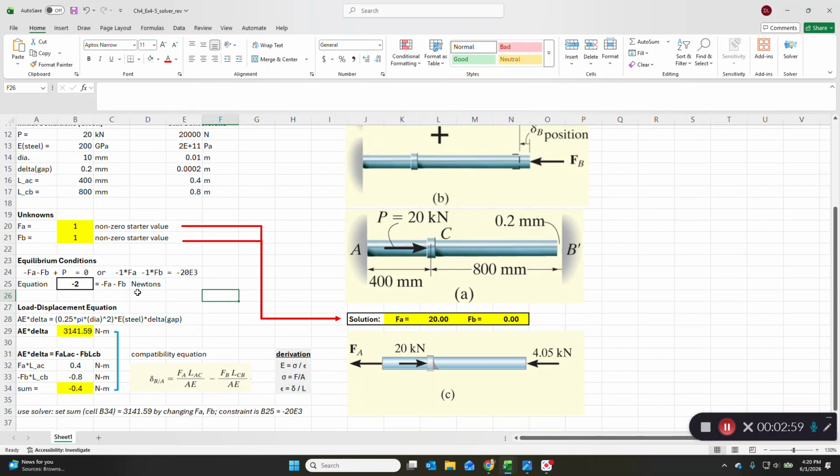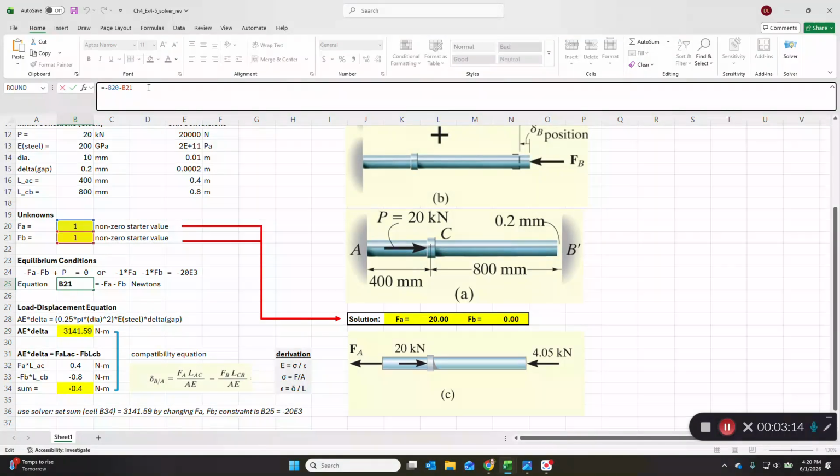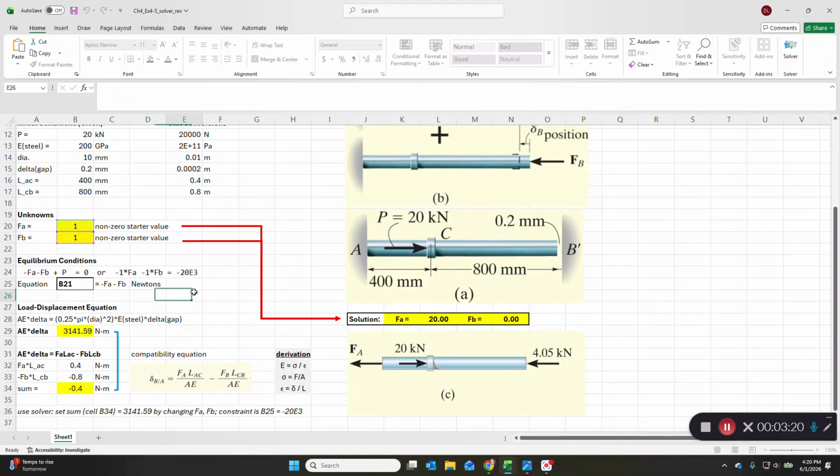So if we put coefficients before these, we get minus 1 F_A minus 1 F_B equals, and we bring P over to the other side, minus 20 kilonewtons. So it's minus 20 times 10 to the third newtons. That equation looks something like this, minus F_A minus F_B, and it should equal minus 20 times 10 to the third. Right now it equals minus 2. Well, we can ignore that because, again, we assigned non-zero random values to F_A and F_B. Let's say we put in 10, for example. You can see that our solution is changing, right? So we're going to just leave them at 1 right now.